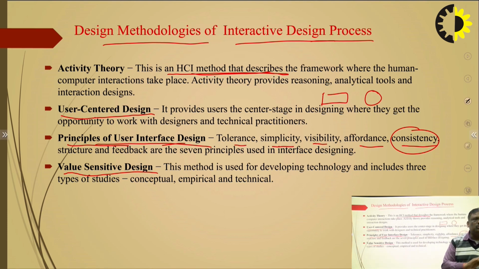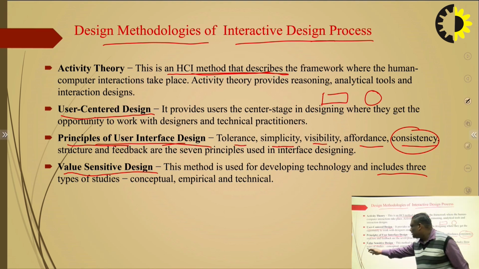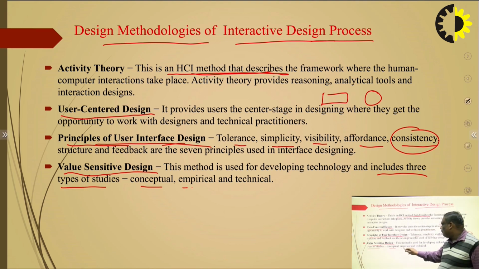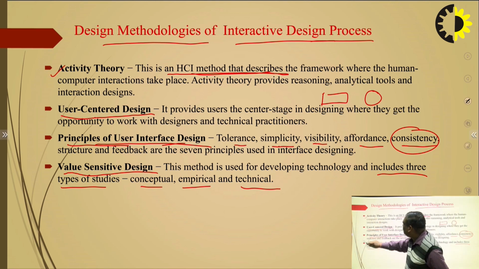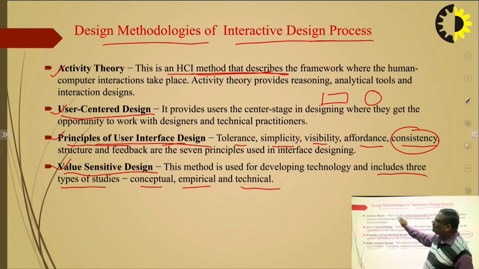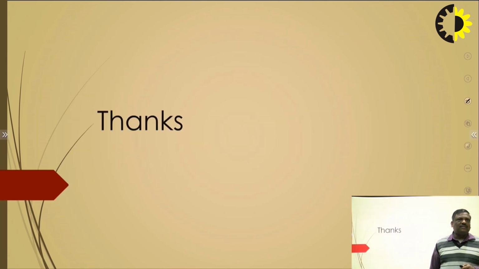The next one is value sensitive design. This method is used for developing technology and includes 3 types of studies: conceptual, empirical, and technical. So these are the activity theory, user-centered design, principles of user interface design, and value sensitive design. These are some methodologies used in the interactive design process. So that is all about this design process, and thank you.